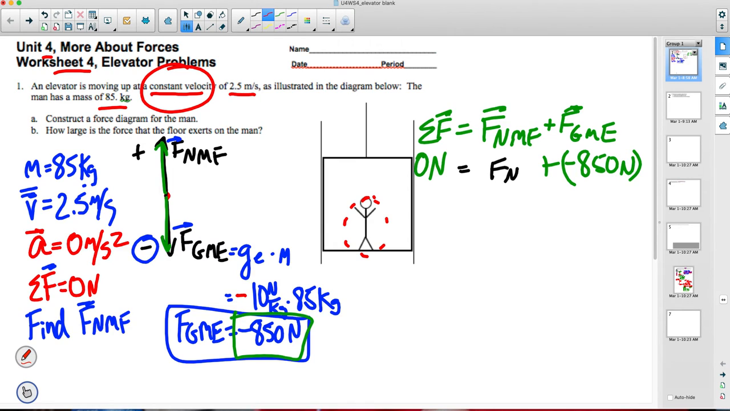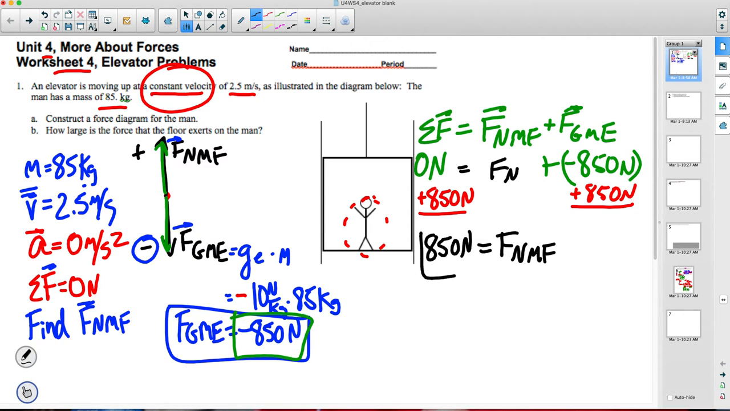So how do you get force normal by itself? Well, we have to get rid of that negative 850 newtons, so if you add 850 newtons to both sides, you now end up with the force normal on the man by the floor is equal to a positive 850 newtons. This is an equilibrium problem, just like we did in Unit 3, Worksheet 5, equilibrium problems.